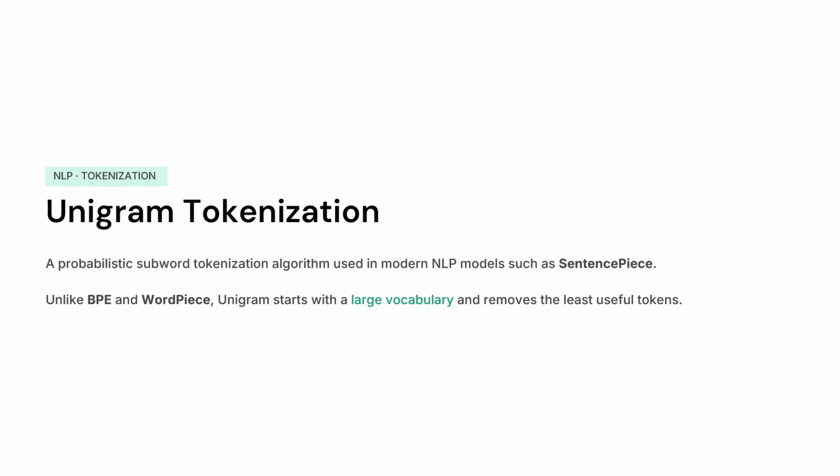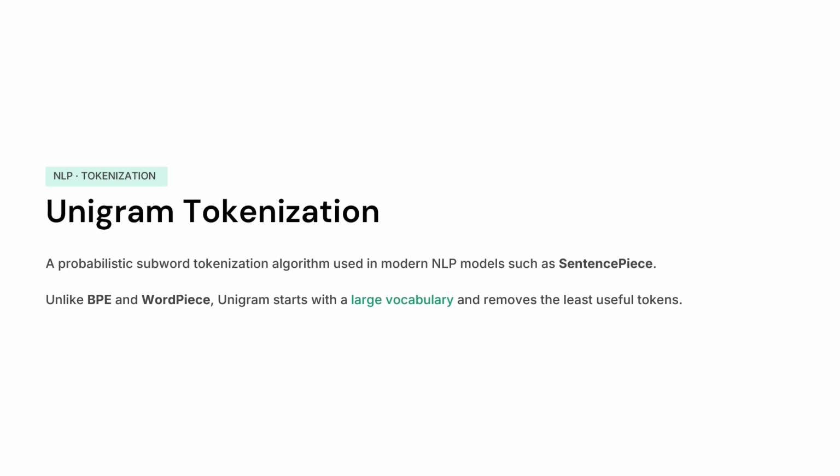In the previous videos of this playlist, we have covered a lot of tokenization algorithms such as character, word, byte pair encoding, and WordPiece. And in this video, we will learn the final subword tokenization algorithm of this series, that is Unigram tokenization. So Unigram tokenization is a probabilistic subword tokenization algorithm which is commonly used in modern NLP systems through SentencePiece.